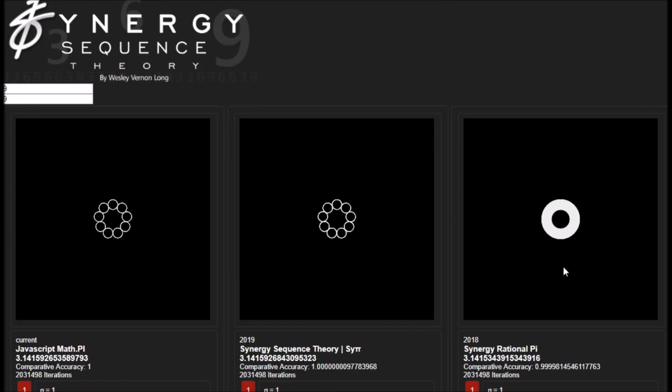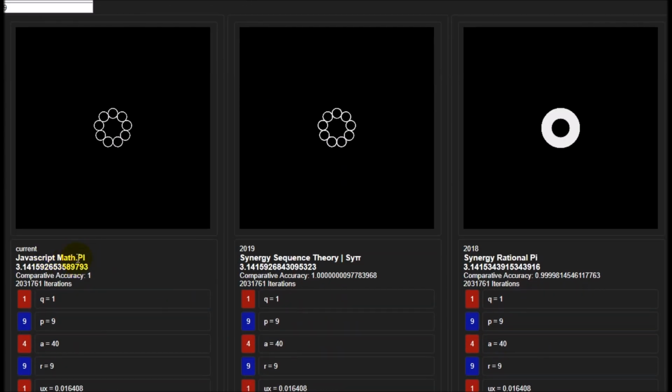Yet we have JavaScript.py, which is an infinite series version of pi, and SciPy, which is not an infinite series, and they both are performing exactly the same.